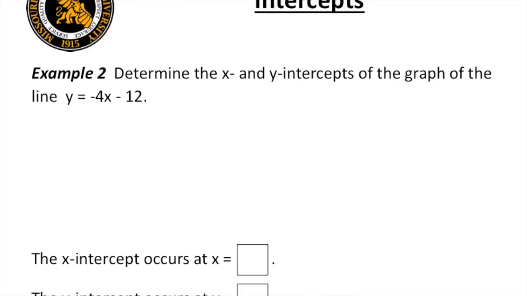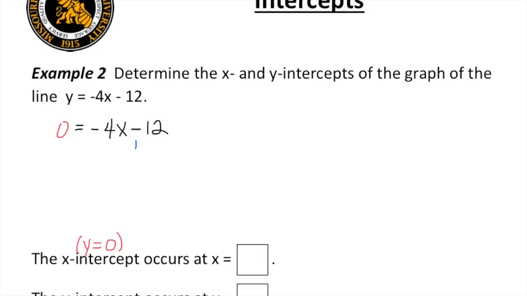In example 2, we're asked to determine the x and y intercepts of the graph of a line, but we're not given the graph. Instead, we're given the equation. This means that we must use algebra to determine the x and y intercepts. Beginning with the x-intercept, recall that the x-intercepts occur where the y value equals 0. So replacing y in our original equation with 0, we then solve the equation for x.